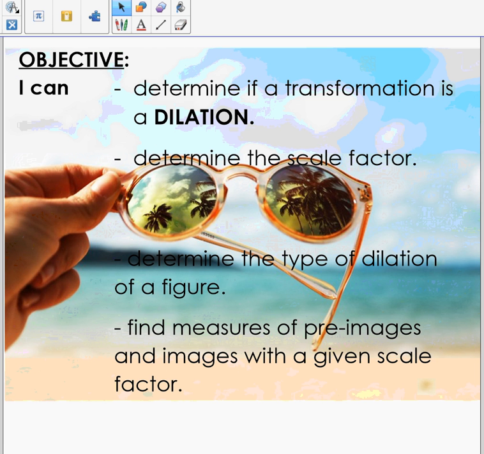So we're going to talk about what dilations are. You guys talked about transformations last year. You did reflections, rotations. Oh, there's another one in there. Translation. So moving things left, right, up, down, rotating it 90 degrees, reflecting it over a certain line. Now we're going to talk about dilation, so when things get bigger or smaller. Along with that, we're going to talk about what's called the scale factor, and then types of dilations, and then go from there finding measures of things.